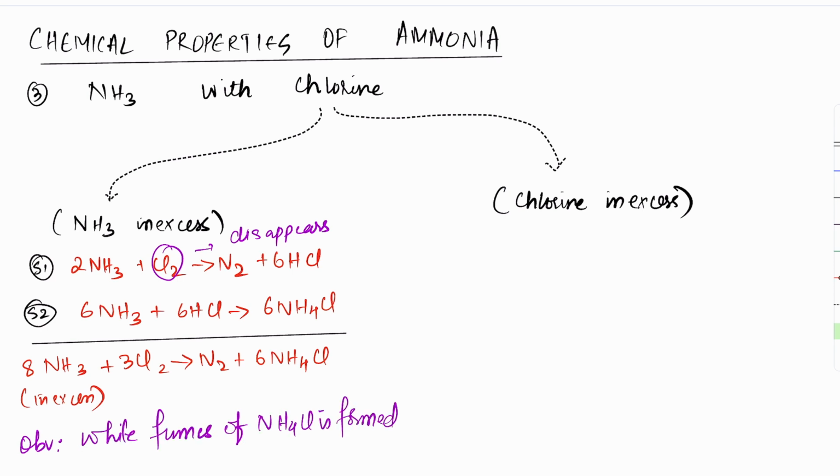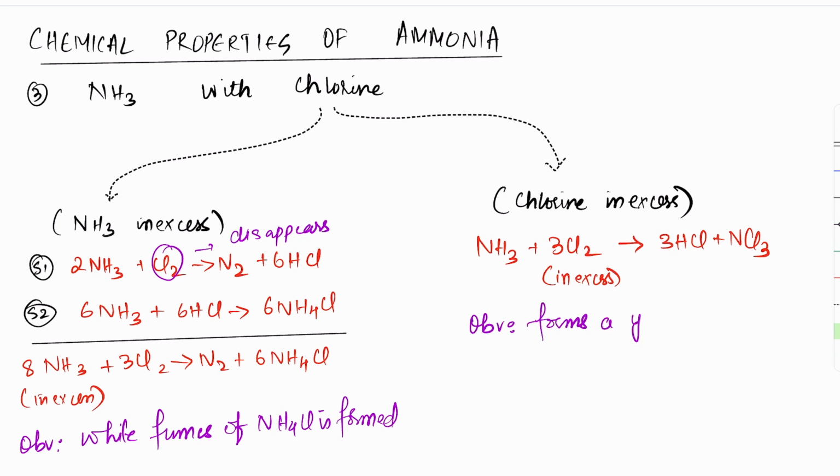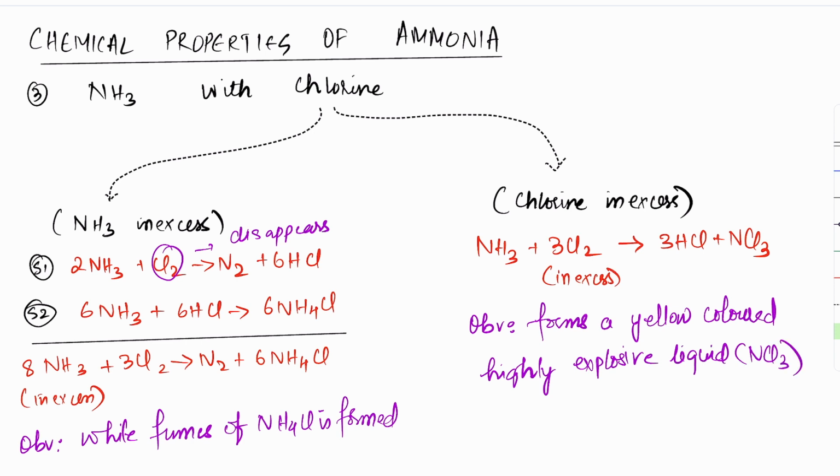In the second case, ammonia reacts with excess of chlorine to form hydrogen chloride and nitrogen trichloride. The observation over here is it forms a yellow explosive liquid, which is nitrogen trichloride.